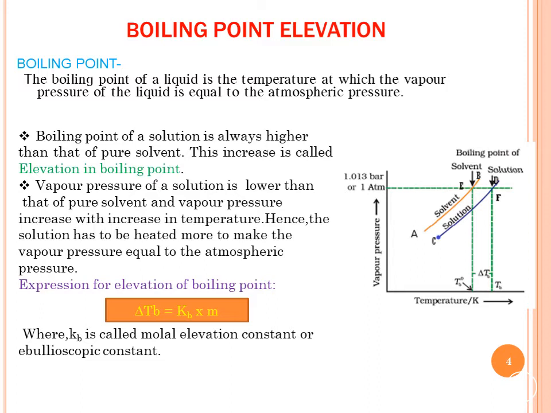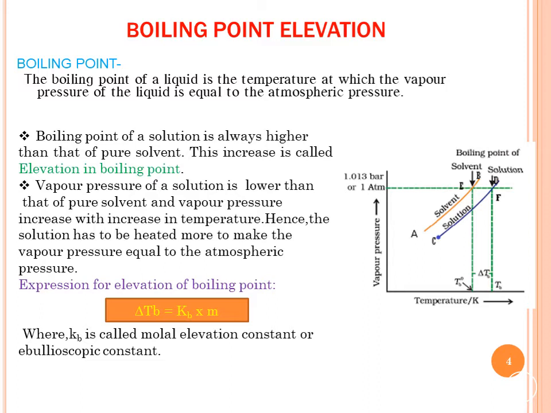For example, if we consider the vapor pressure of water, we know that the vapor pressure of water at 100 degrees Celsius or 373 Kelvin is equal to 1 atm. It means that at this temperature the water starts boiling, that is of course 100 degrees Celsius or 373 Kelvin. So this temperature is called the boiling point of water, because at this temperature the vapor pressure of the water becomes equal to the atmospheric pressure, which is 1 atm.